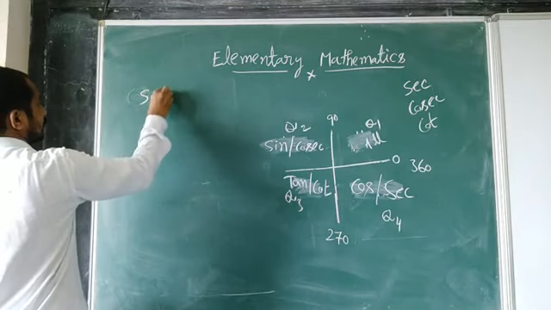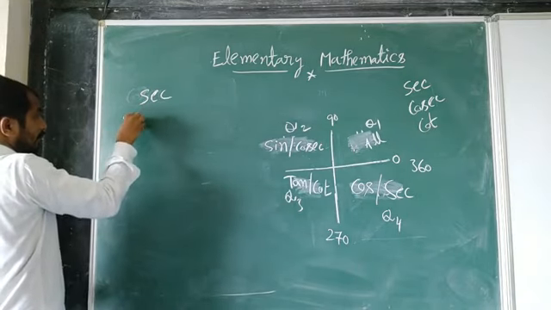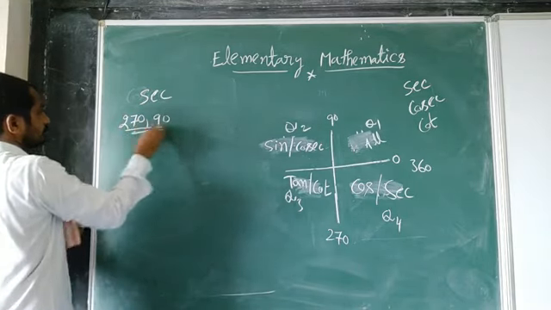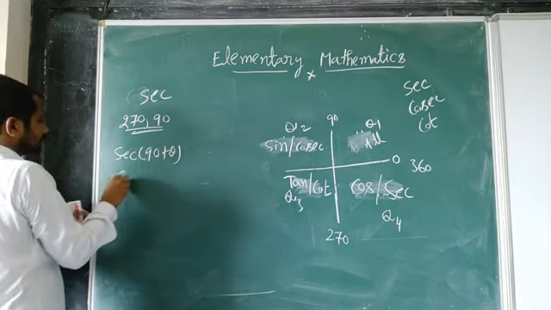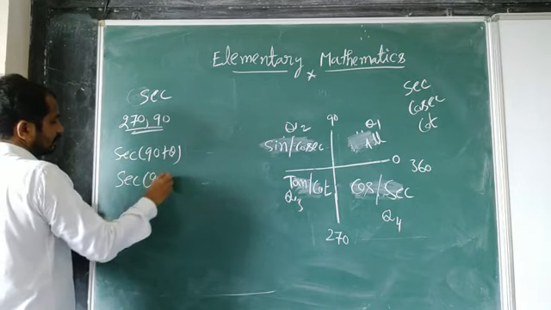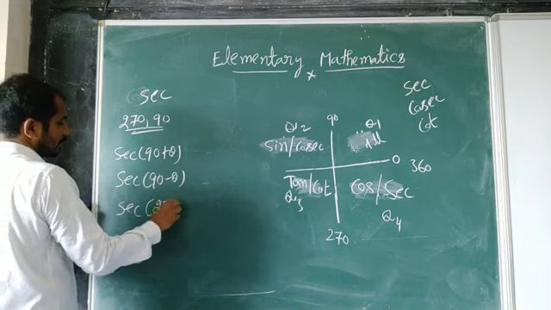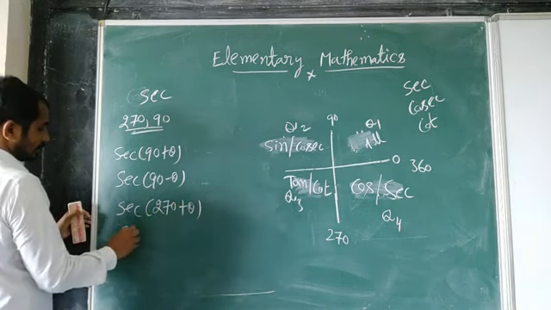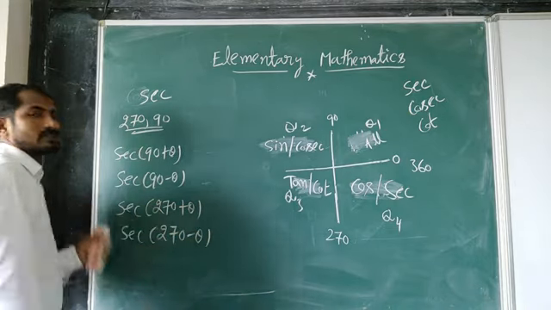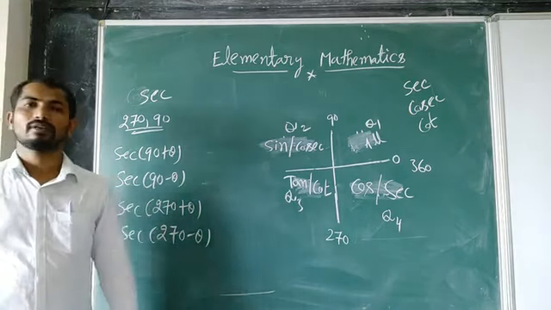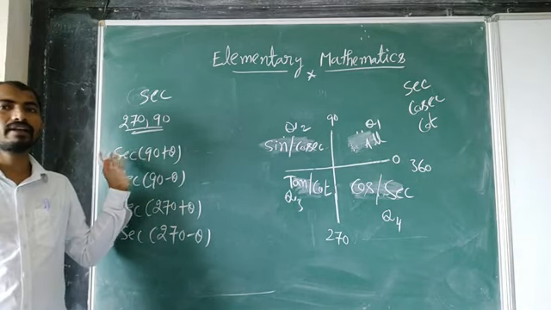Sec theta. Again, in the first case the angles will be 90 and 270. Sec 90 plus theta, sec 90 minus theta, sec 270 plus theta, sec 270 minus theta. These are the four cases. Angles are 90 and 270.